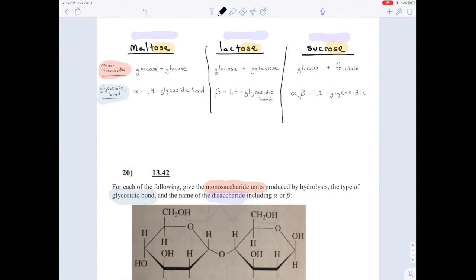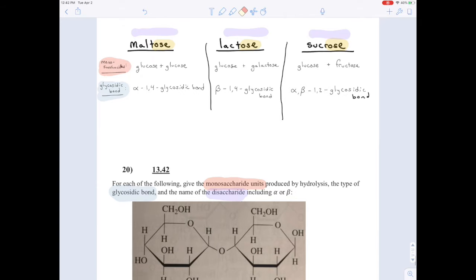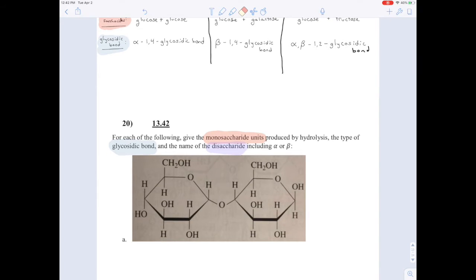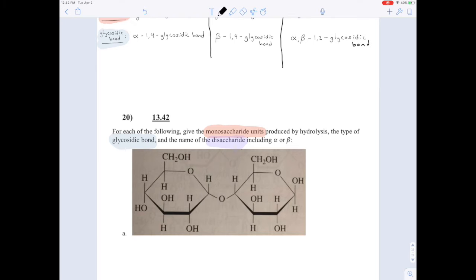The second thing you'd want to know is the type of glycosidic bond. In the case of maltose, it's an alpha-1,4 glycosidic bond. In the case of lactose, it's a beta-1,4 glycosidic bond. And in the case of sucrose, which we'll talk about more in this problem, it's an alpha-beta-1,2 glycosidic bond. Okay, so that's what you would need to know to solve this problem. I find that once you get the glycosidic bond, everything else sort of falls into place. So let's hone in on that.